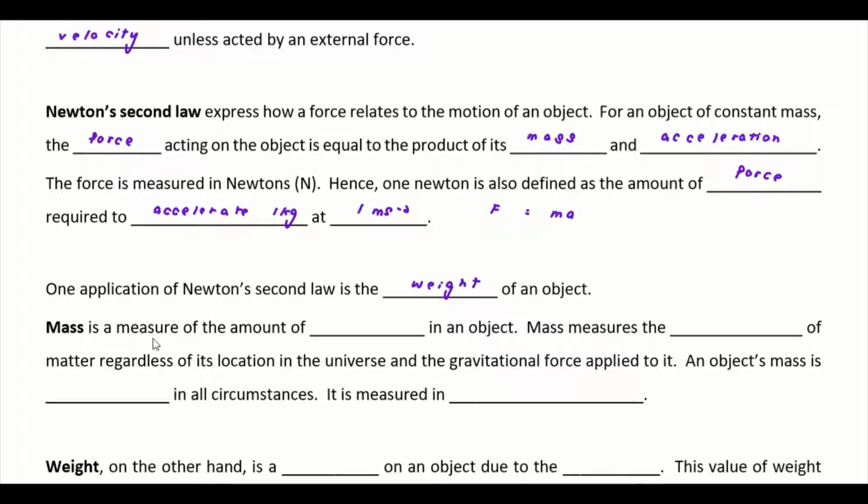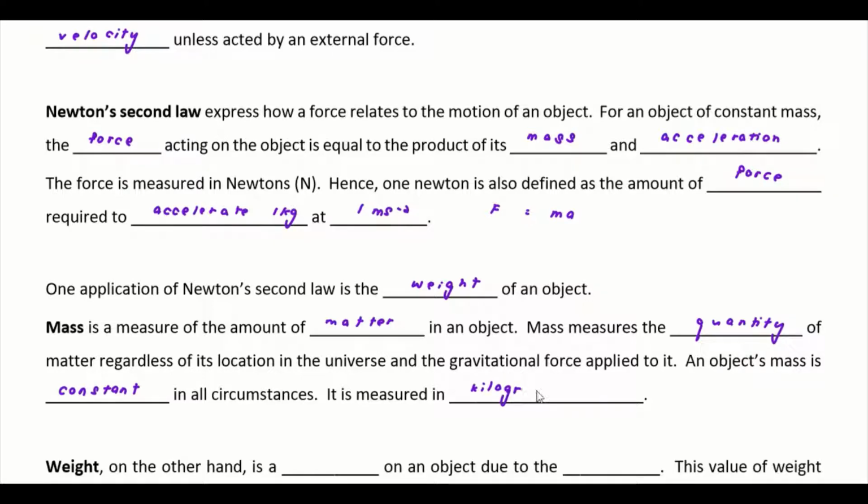Okay, so one application of Newton's second law is the weight of the object. We know that mass is a measure of the amount of matter in an object. I hope that you still remember this from the science you learned perhaps in primary school. Mass measures the quantity of matter regardless of the location in the universe or the gravitational force applied to it. No matter where you are, the mass of the object is always constant in all situations. So mass tells us the exact amount of matter in an object, and it is measured in kilogram.